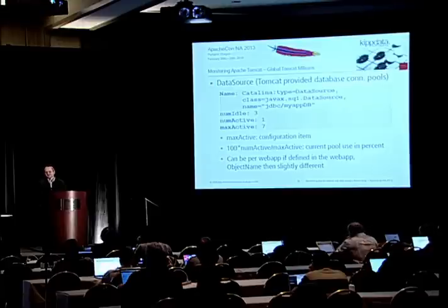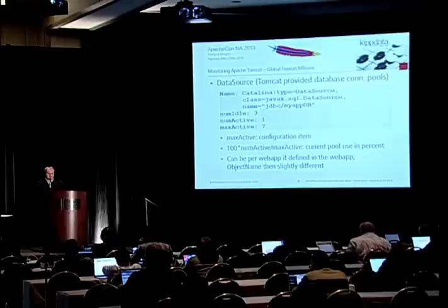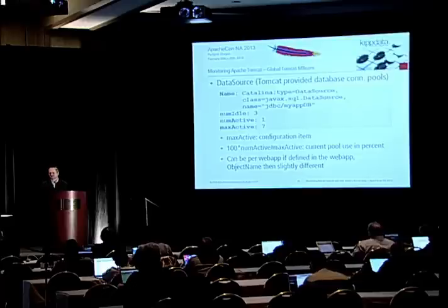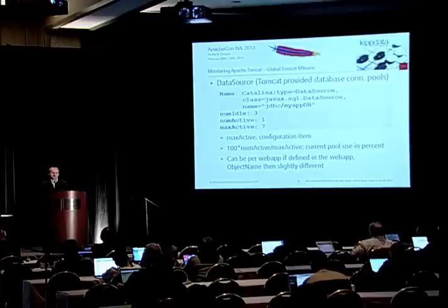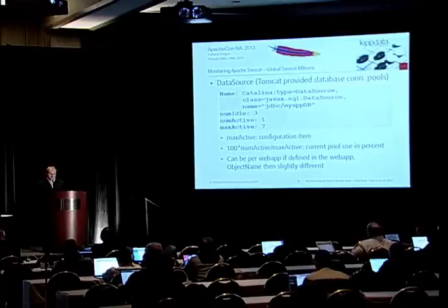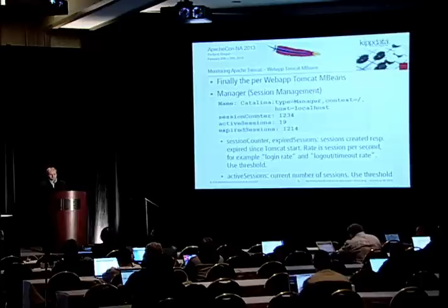Data source. If you configure your data source, a connection pool for a database inside Tomcat, then Tomcat also provides some monitoring data. You can see the number of active and idle connections and the maximum number that you allow. So by division, you can retrieve the percentage, how many of the possible connections are in use currently. So those are more or less global Tomcat-specific MBeans.